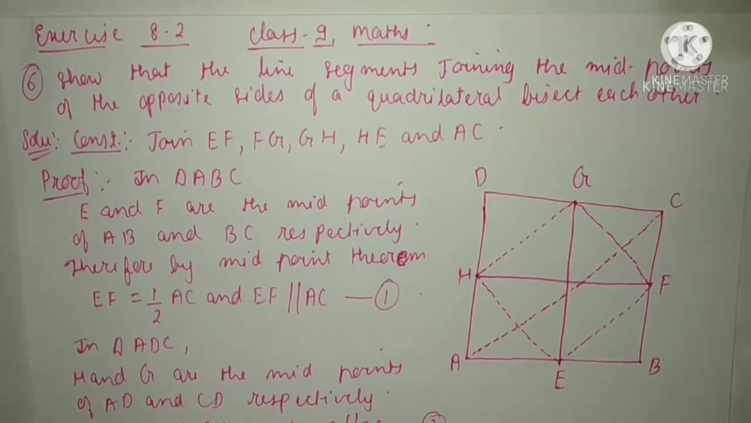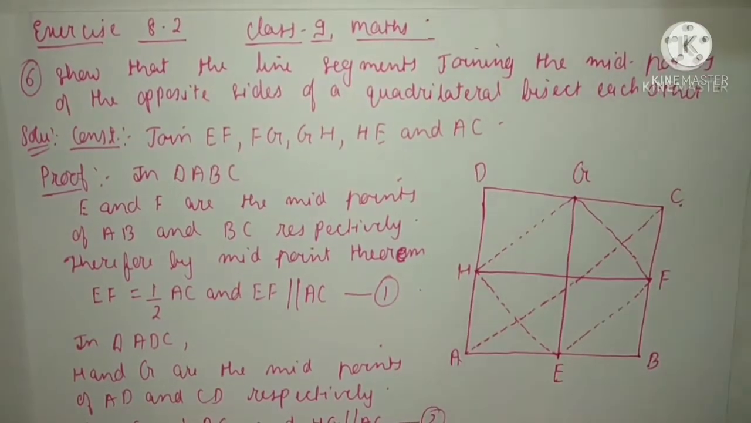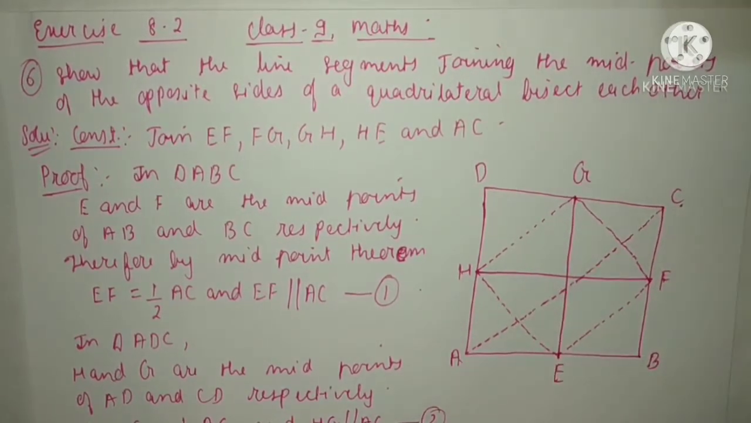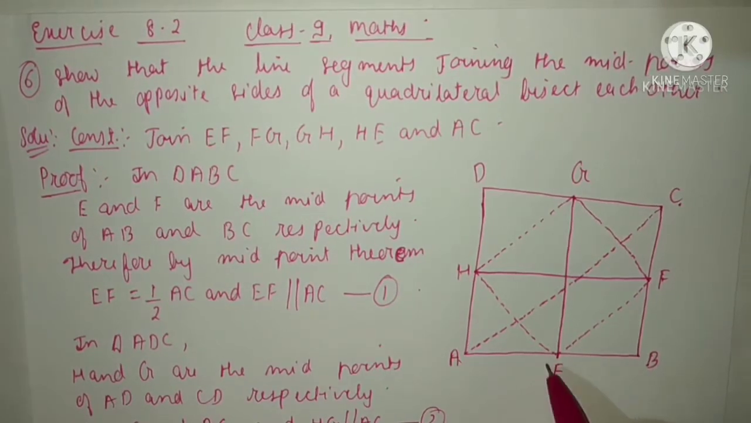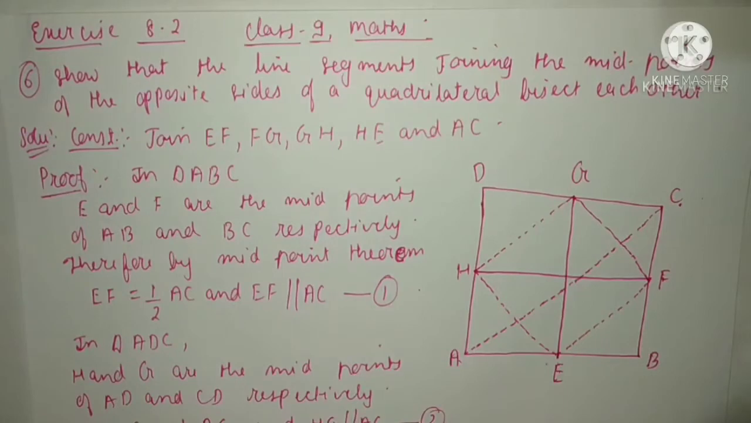Now see the proof. In triangle ABC, in this triangle E and F are the midpoints. Okay. So if E and F are the midpoints, then by midpoint theorem this EF will be parallel to AC and EF will be half of AC. Okay. So we can write E and F are the midpoints of AB and BC respectively. Therefore by midpoint theorem EF is equal to half of AC and EF is parallel to AC. Now name this equation as equation number 1.